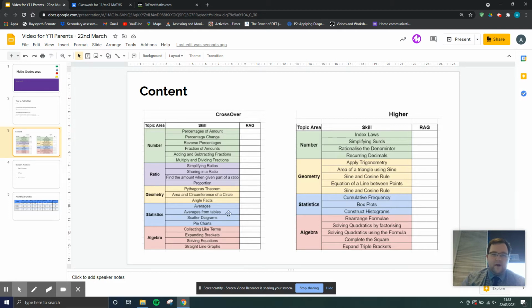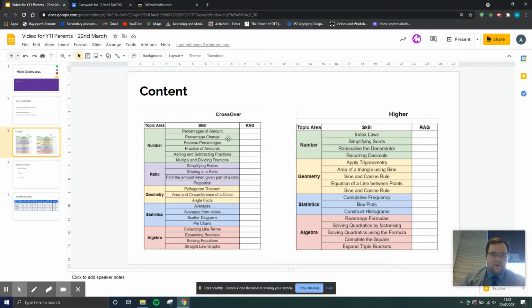The content we aim to cover over the next few weeks is on the screen now. So the crossover kids, so everybody will be assessed in 2 exams on these topics here. So percentages of amount, reverse percentages, fractions, ratios, part of geometry, part of statistics, and part of algebra. The reason we want to do that is to make sure everyone has a fair crack of being ranked for their grades.